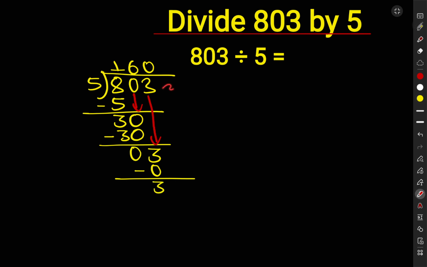So now we have no other number to put down. So we take here a decimal so that we put 0. So it is 30 and 5 times 6 is 30. On subtracting we get 0.